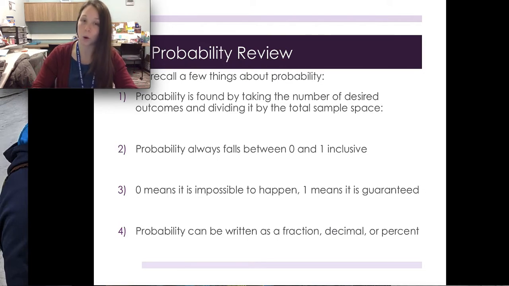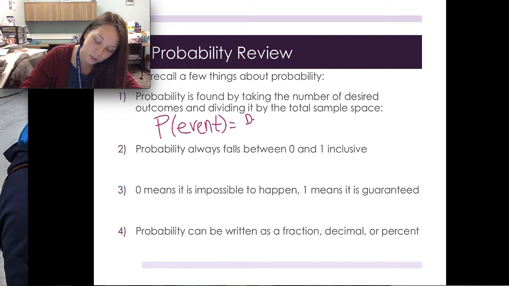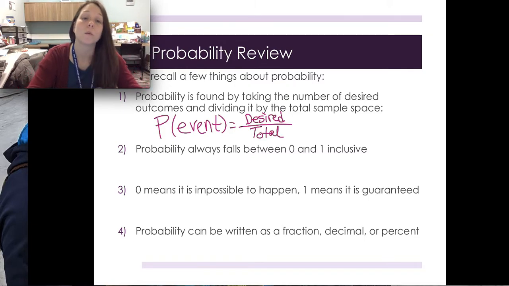So we always have what's called probability notation attached to every problem we do, where we have capital P standing for the word probability. Inside the parentheses, we write out whatever event it is we're finding the probability of. And then it's always our desired number of outcomes, what we're wanting to happen, divided by the total number of outcomes, everything that could happen. Remember that probability falls between 0 and 1 inclusive, 0 meaning that it is impossible and 1 meaning that it is guaranteed. Probability can be written as a fraction, decimal, or percent, and unless I specify otherwise, I really don't care which method you decide to write your final answer in.